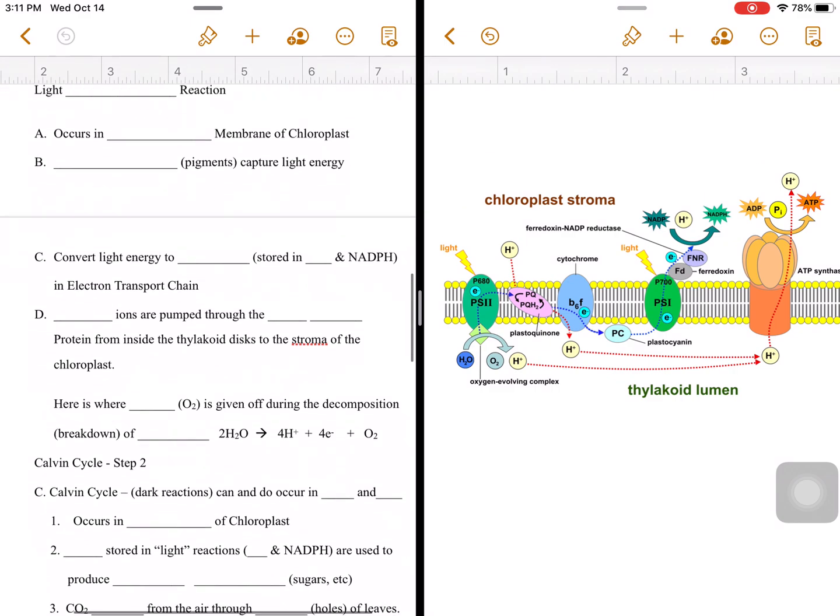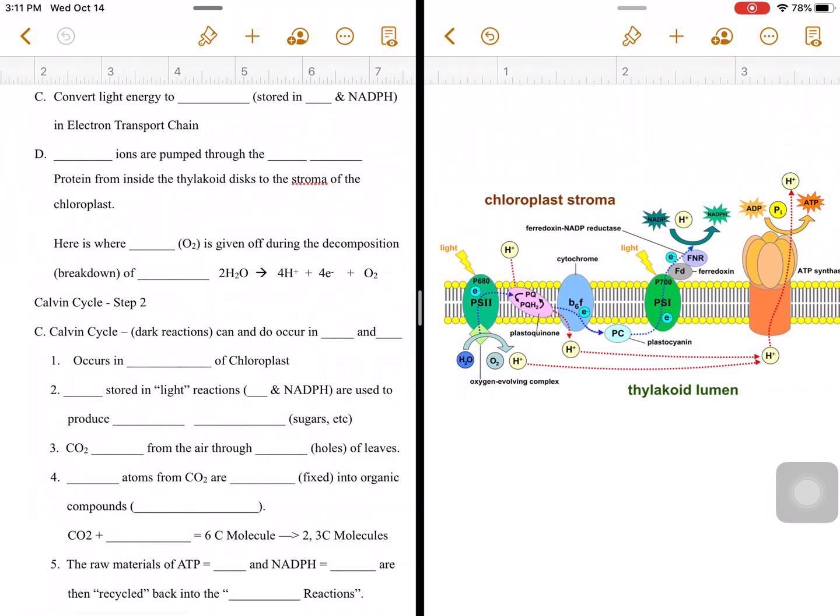So in the electron transport chain, here is where oxygen, or O2, is given off during the decomposition of water. And actually what happens is 2 waters have to come in in order for this reaction to work, and 4 hydrogen ions are produced, 4 electrons are produced. Remember, a hydrogen is just a proton and an electron. So you have 4 protons produced, 4 electrons produced, and then the leftover oxygens will bond to themselves, and those will leave the cell as waste. So that's your light-dependent reaction.